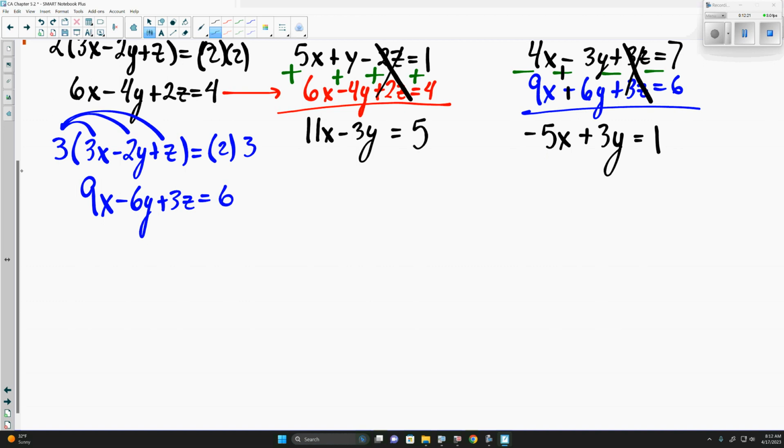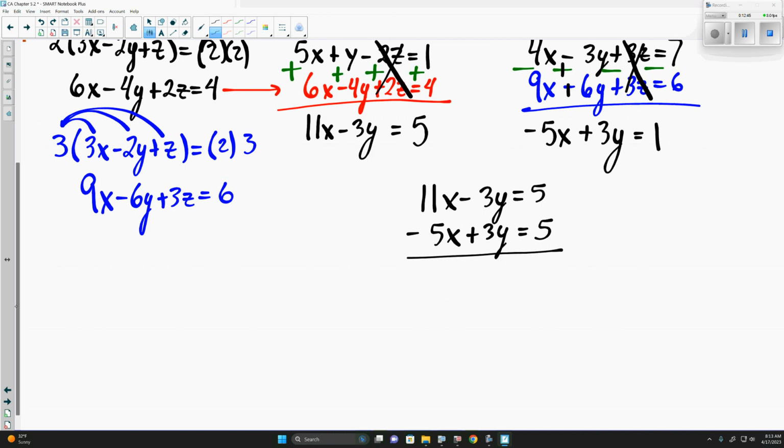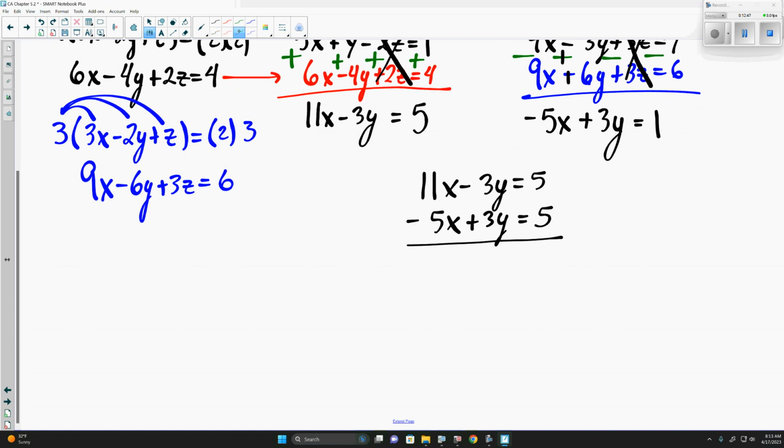Now looking at our last 2 variables, which one do we want to eliminate next? X or Y? Well, Y is nice because it's already 3y in both cases. In some cases, we will have this setup where we don't have to change either equation. Now looking at this here, would we add or subtract the 2 equations from each other? Add. Because negative 3 plus 3 is the same as 3 minus 3, which is 0, which is exactly what we want.